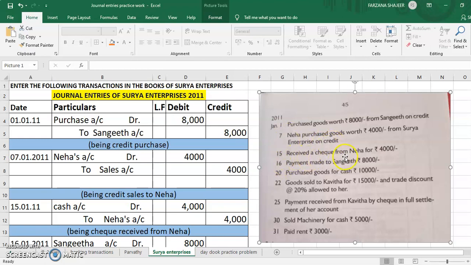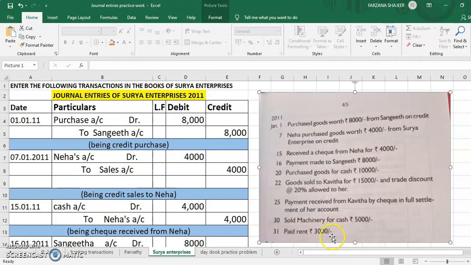January 15, received a check from Neha for rupees 4,000. January 16, payment made to Sangeet rupees 8,000. January 20, purchased goods for cash rupees 10,000. January 22, goods sold to Kavita for rupees 15,000 and trade discount at 20% allowed to her. January 25, payment received from Kavita by check in full settlement of her account. January 30, sold machinery for cash rupees 5,000. January 31, paid rent rupees 3,000.